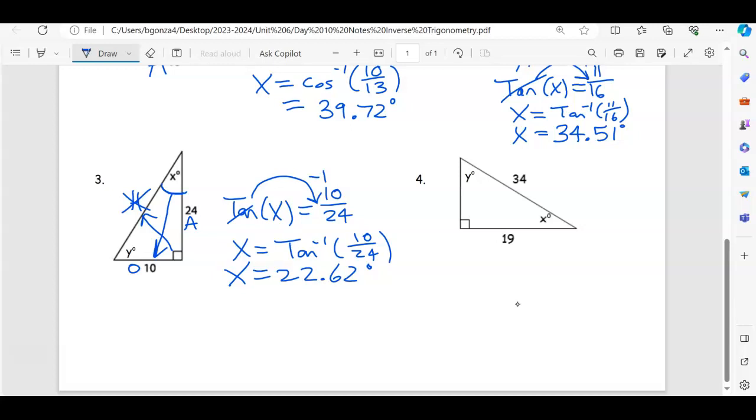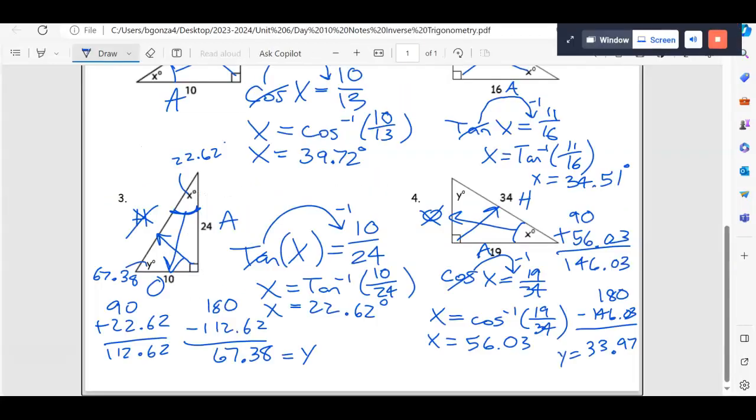Check it out. If you know x is 22.62, and you know this is 90, can't you add them up and subtract from 180 to figure out the missing angle y, right? So here it is. That's what I did. Look, 90 plus 22.62 gives me 112.62. Subtract that from 180, and I got 67.38. I'm going to leave it on the board, so it's up to you. So I figured out y just by adding x and 90, subtracting from 180.